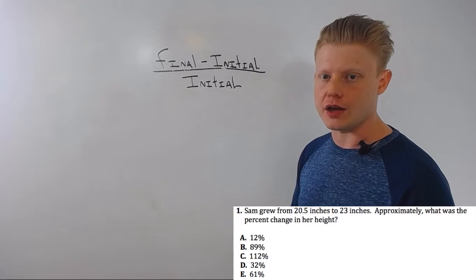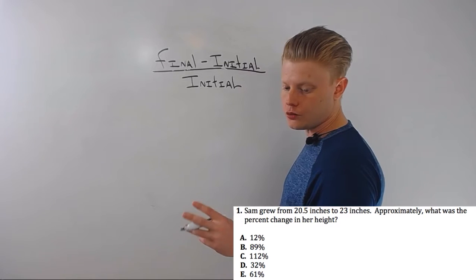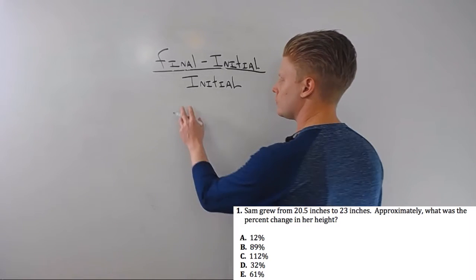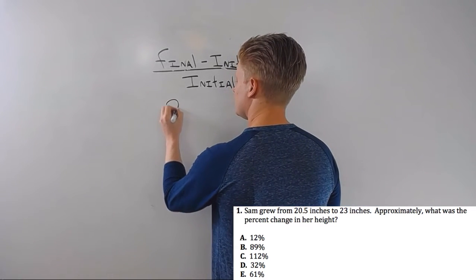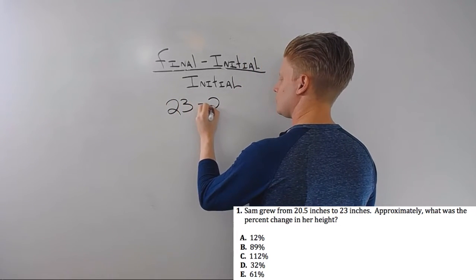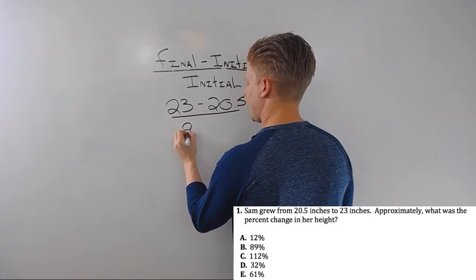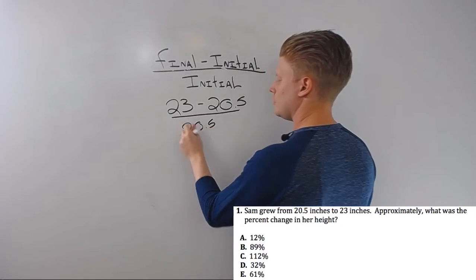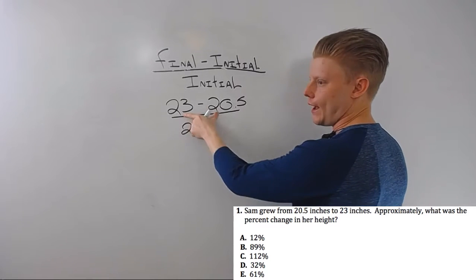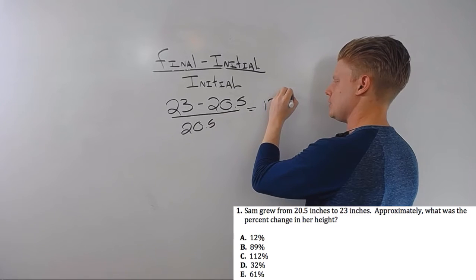Okay, let's look at the little sample problem. We're going to work this both ways. Let's start with this way. Sam grew from 20 and a half to 23 inches. Okay, so that means she finished at 23. She started at 20 and a half. And again, 20 and a half goes on the bottom. You do the math on this, you get 2 and a half over 20 and a half. That equals 12% and some change.